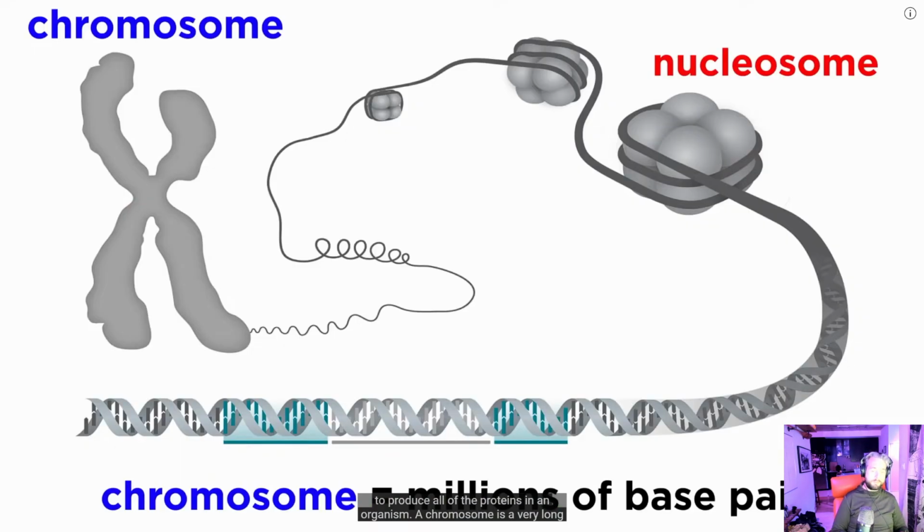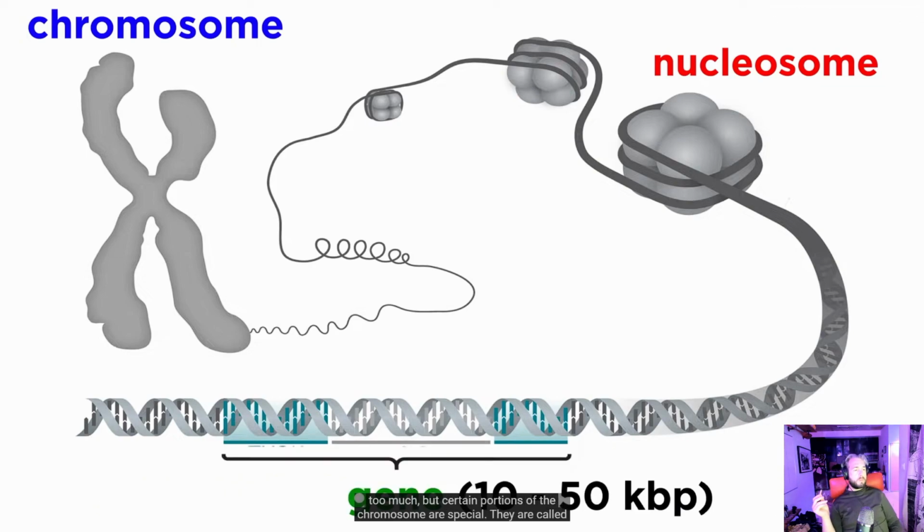A chromosome is a very long molecule consisting of many millions of base pairs. Most of these bases don't do too much, but certain portions of the chromosome are special. They are called genes.